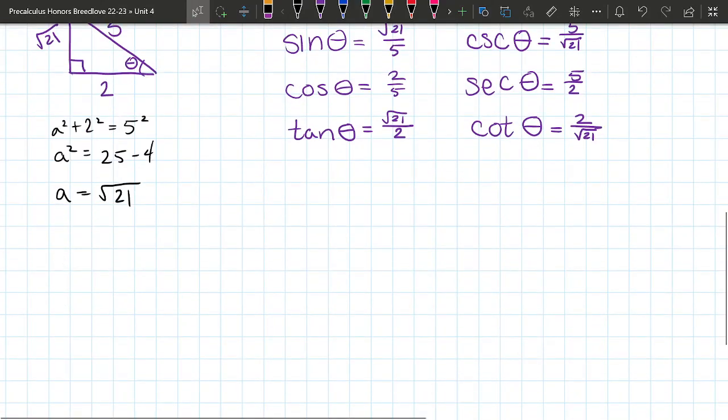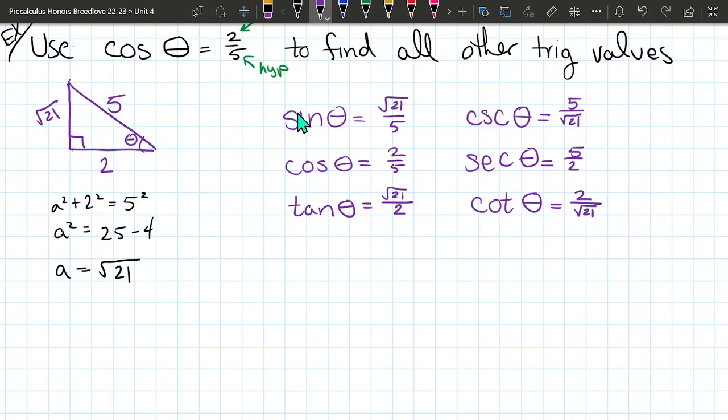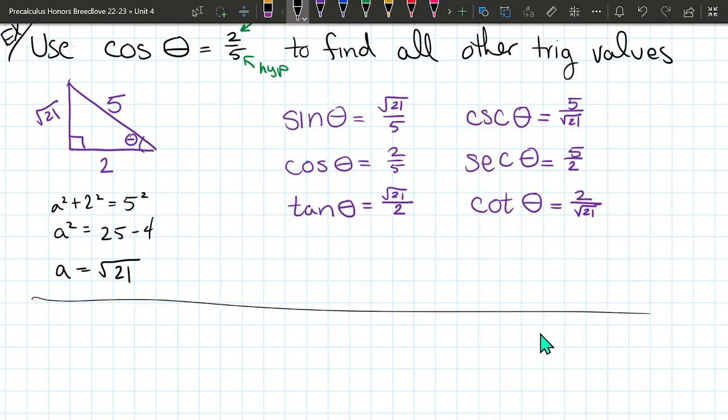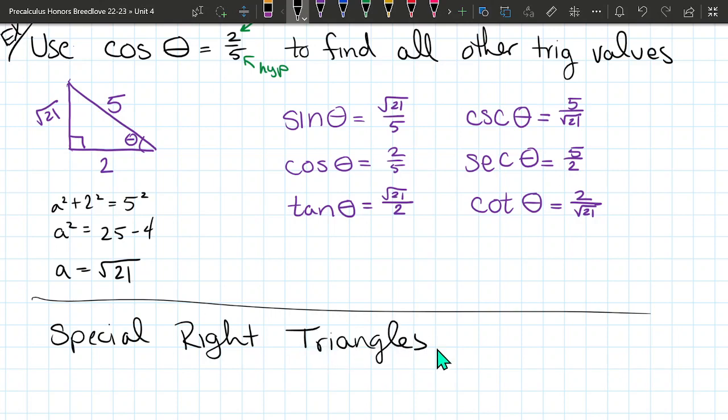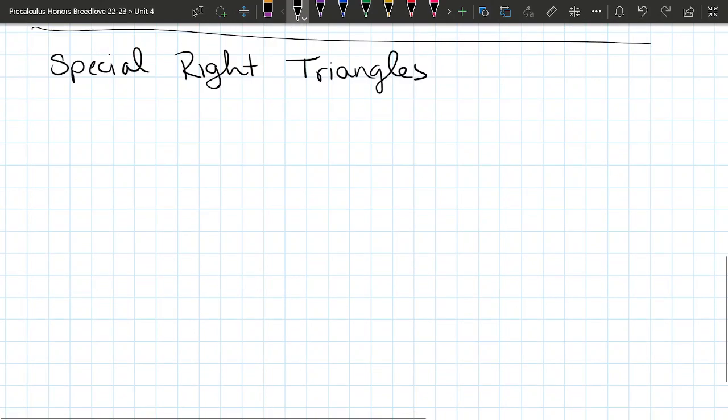All right, so then special right triangles. That's the next part. And it's just the 2 that you have already worked with before. The first one is the 45, 45, 90 triangle.